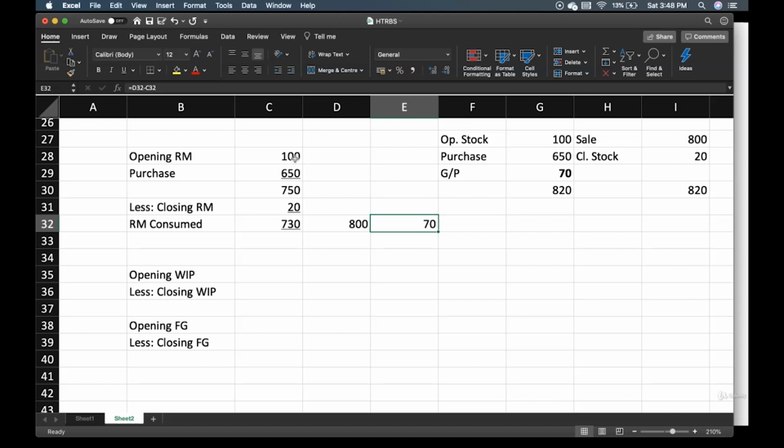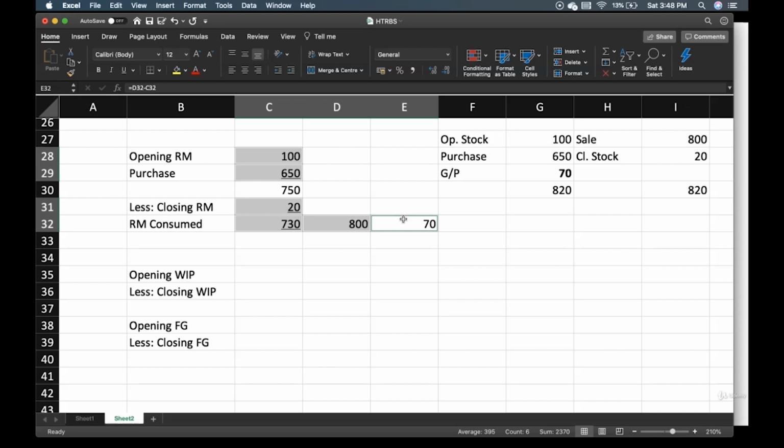So here, opening stock minus closing stock gives me the figure as what? It gives me the figure as 80. I can simply add the 80 with purchases. So 80 plus 650 gives me 730. That when I compare with sales, I get the profit as 70.